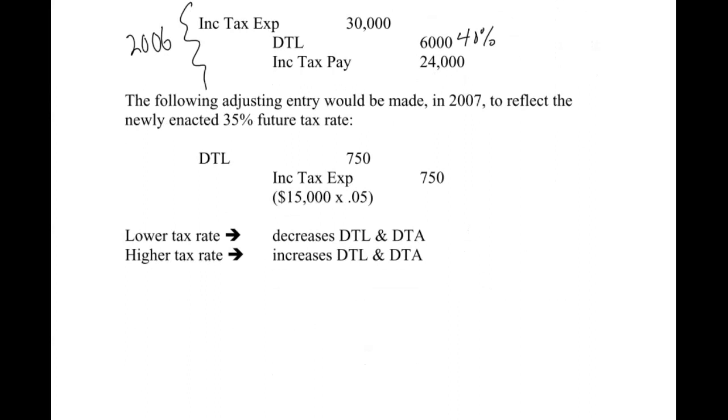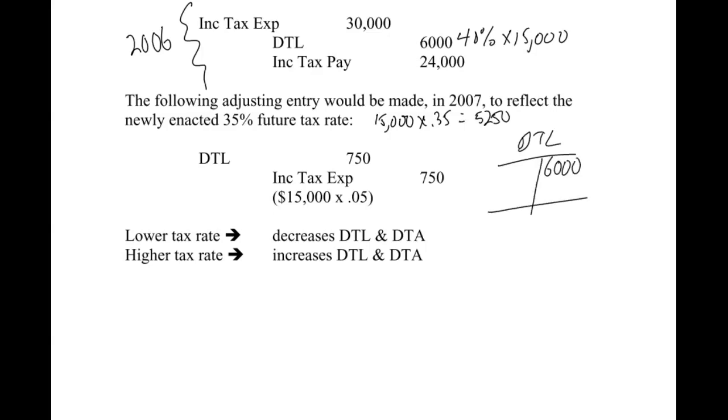Here's the journal entry, but how do we go about thinking about that? If 15,000 was the difference, up here this was 40% times 15,000. Now it should be 15,000 times 35%, which is 5,250. So in your deferred tax liability account, we'd already recorded a liability of 6,000, but now it really needs to be 5,250. How do we get that? We reduce it by 750. So that is the deferred tax liability, and then the offset is to income tax expense.